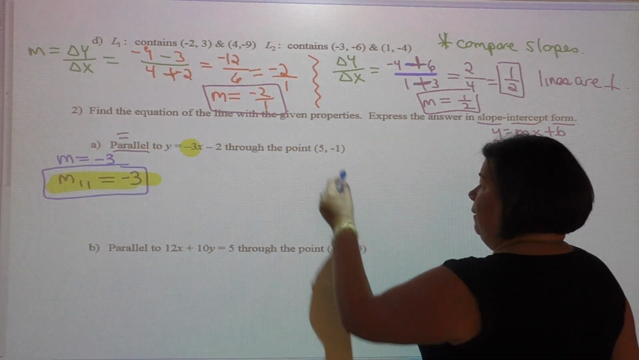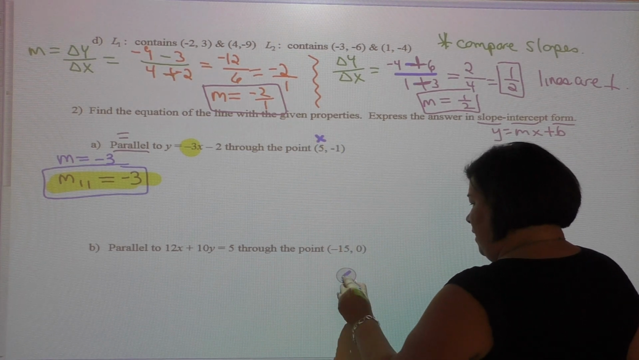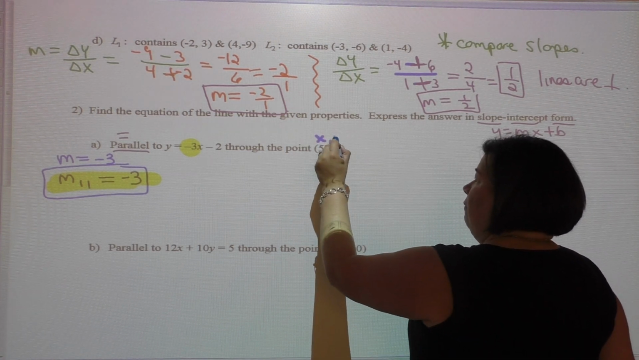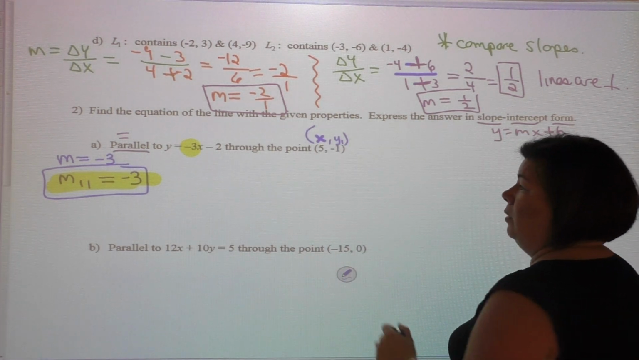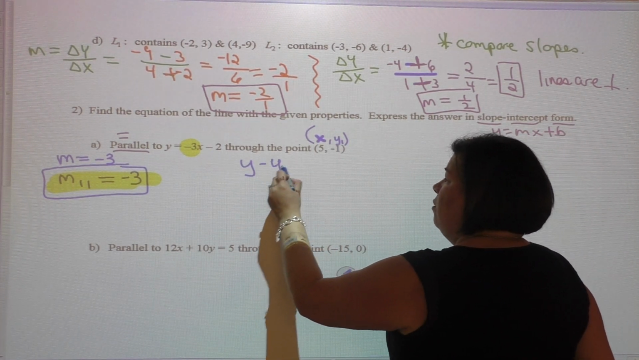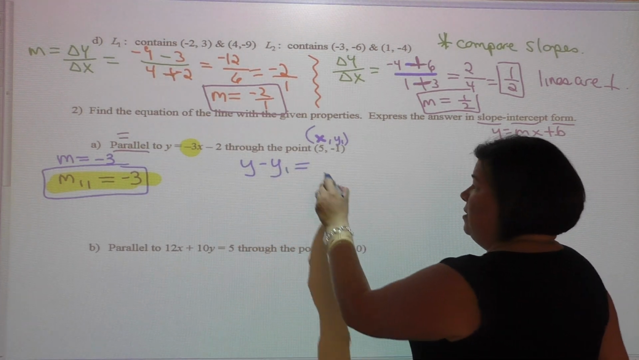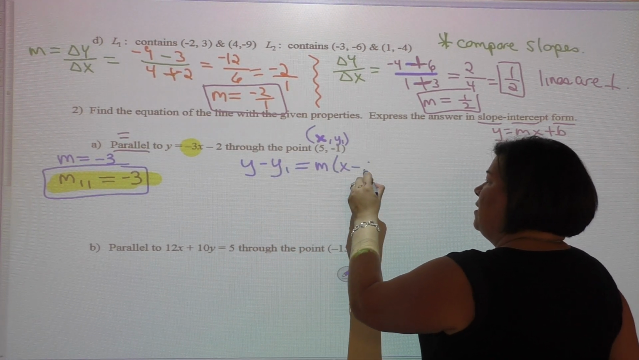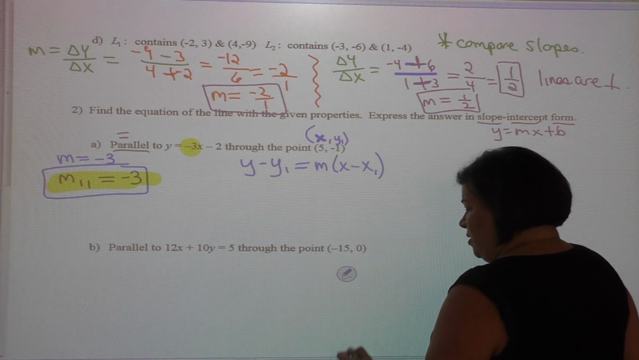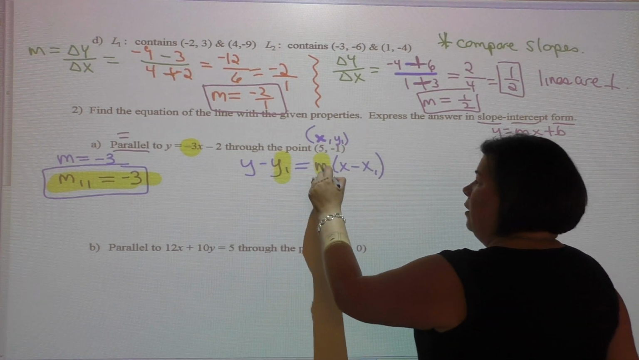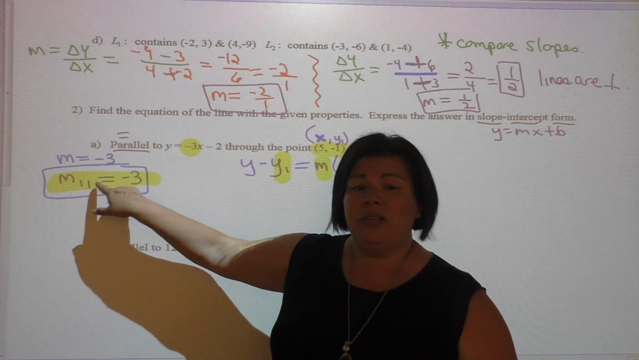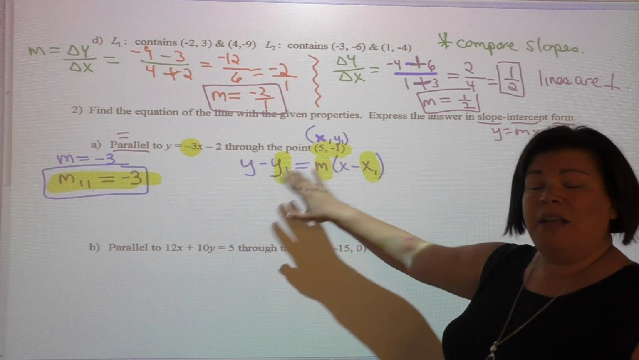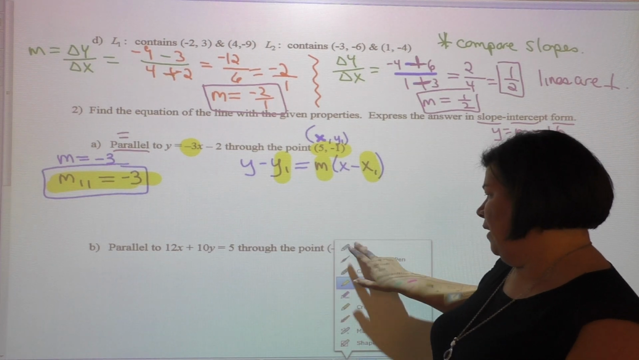Now they gave you a point. Remember that this is your x1, y1. And we're going to use point-slope form. If you forgot what point-slope form is, remember it's y minus y sub 1 equals m times x minus x sub 1. And you are substituting in for y sub 1, your slope, and x sub 1. So you're using this point and the slope parallel to that and substituting in those values to find our new equation.